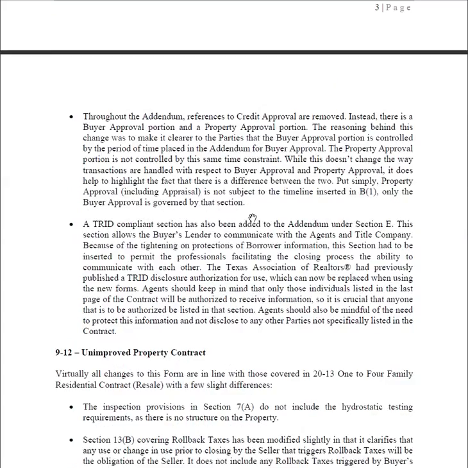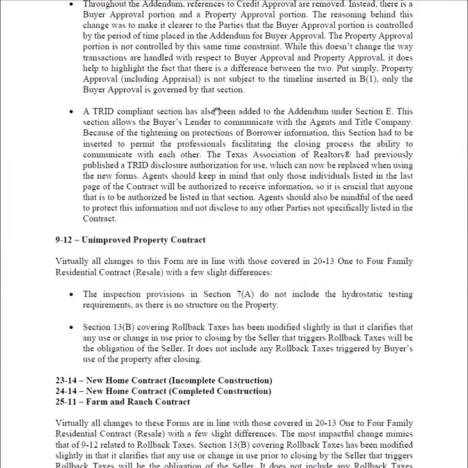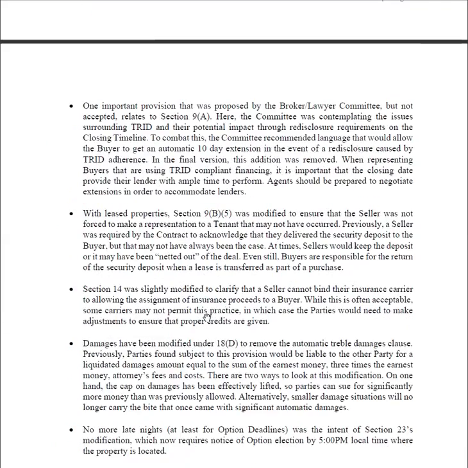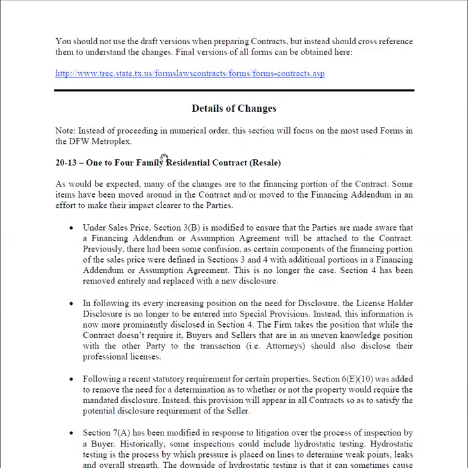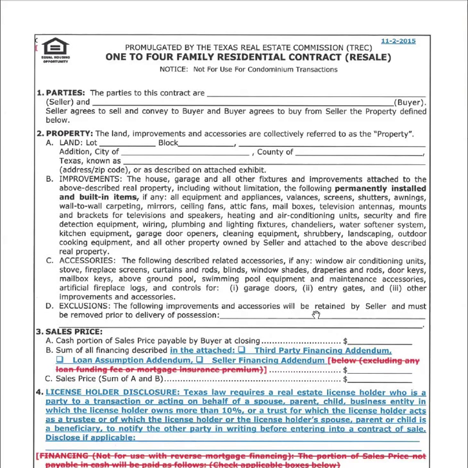As we go through everything, you're going to find in this document we really break down all the changes for you. Not going to cover it in this introduction, but what we're going to do instead is go through each one of the documents one by one so that we can show you exactly on the document where everything's changed. The first form to change is the 1 to 4 family residential contract.